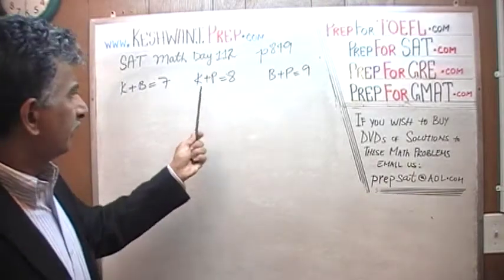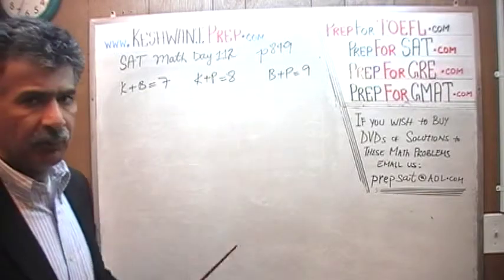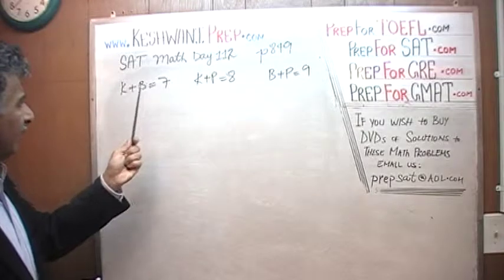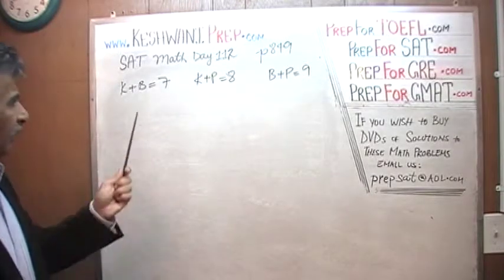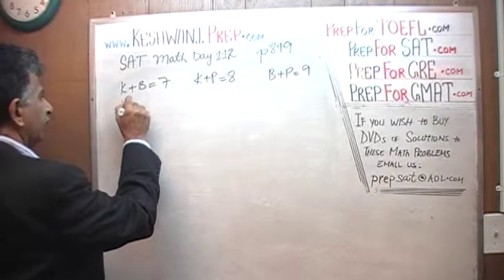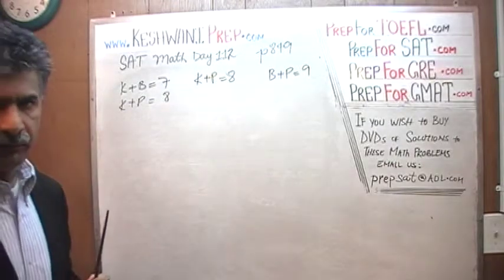So somehow we have to get rid of k from here so that we have 2 equations with b and p in it. So the thing to do here is to combine these 2 equations first so that we have an equation in terms of b and p. So let's subtract this equation from the first equation. K plus p equals 8. We're going to subtract the second equation from the first equation.